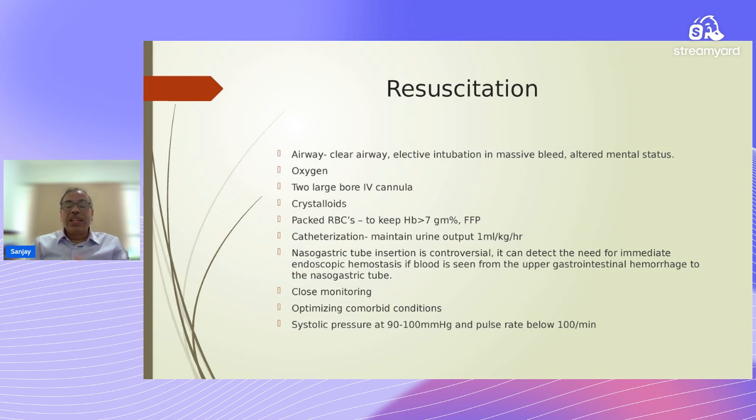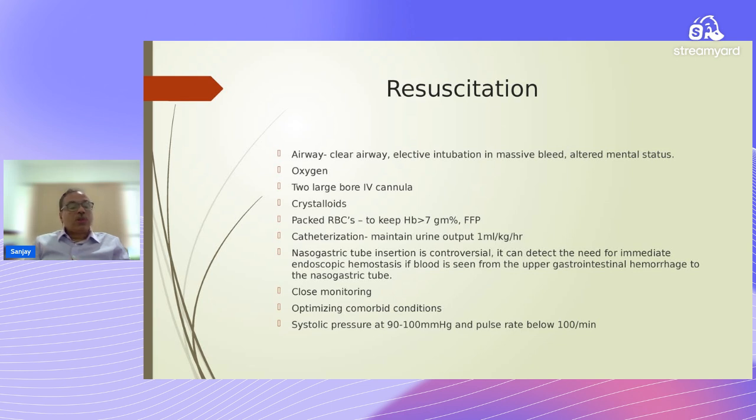Now, coming to resuscitation, what are the different ways? First, follow the basic protocol of ABC. Make the airway clear. The patient may require elective intubation in a massive bleed, especially in an altered mental status. So the intubation tray should always be at hand. Airway should be cleared of any blood clots, any secretions. Otherwise, the patient may go into respiratory collapse.